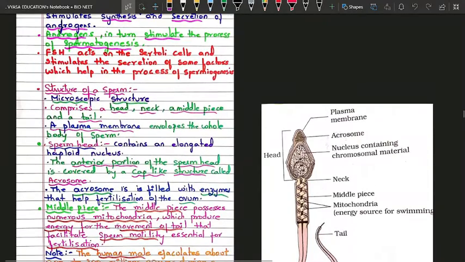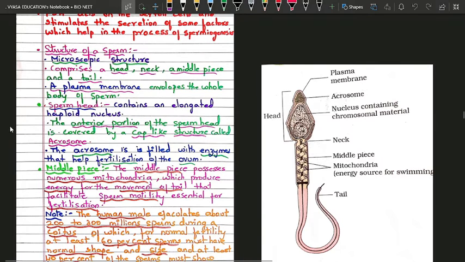Structure of the sperm. Microscopic structure. Why is it called microscopic? Because it cannot be seen through the naked eye. It comprises a head, neck, a middle piece and a tail. A plasma membrane envelops the whole body of the sperm. The whole body of the sperm is enclosed by the plasma membrane.